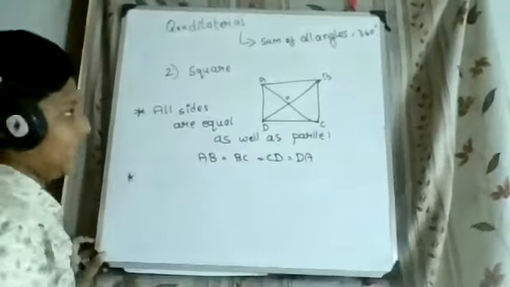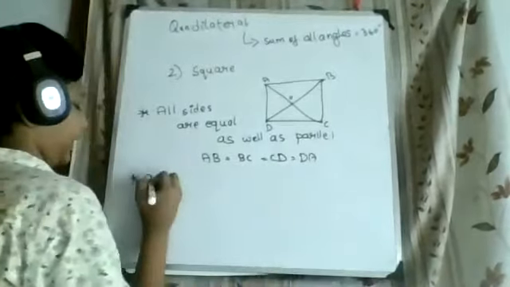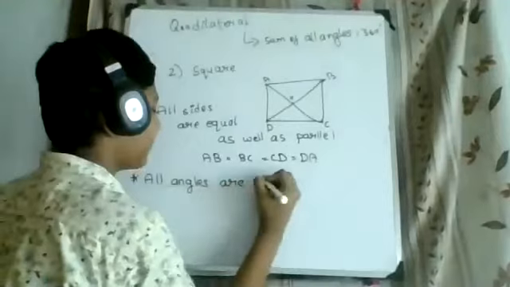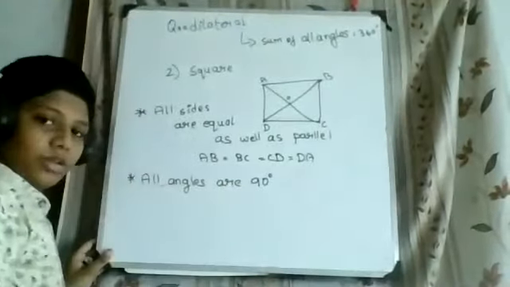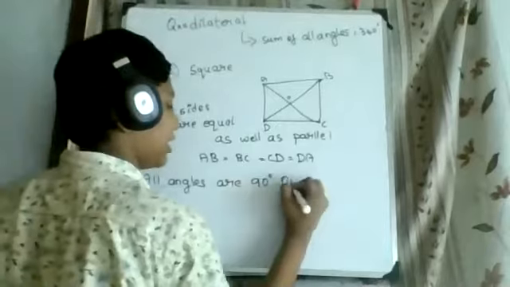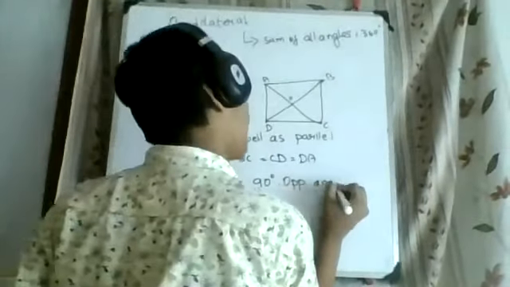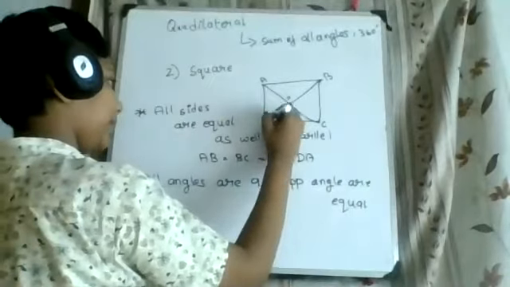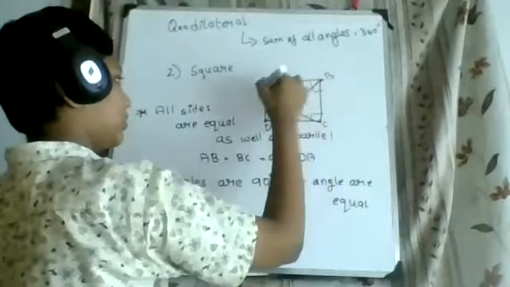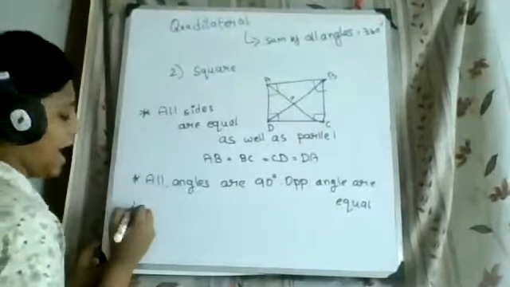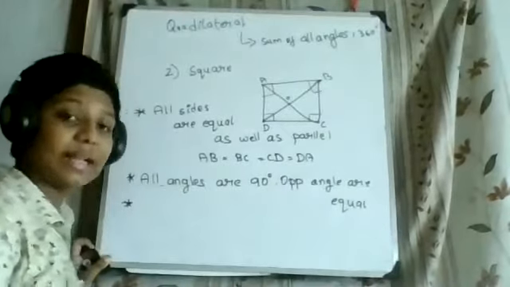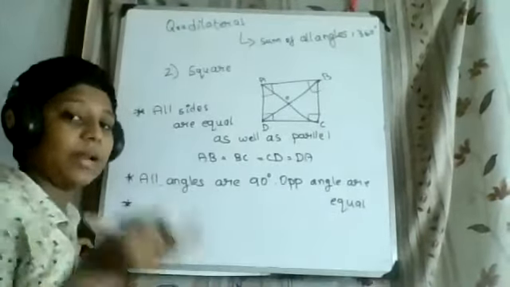And second thing, angles. Okay, all angles are 90 degrees. Then we can tell what statement I said: opposite angles are equal. It's also one of these statements. What is it? All angles are 90 degrees. And see, next, diagonals. Diagonals bisect each other perpendicularly and are equal.